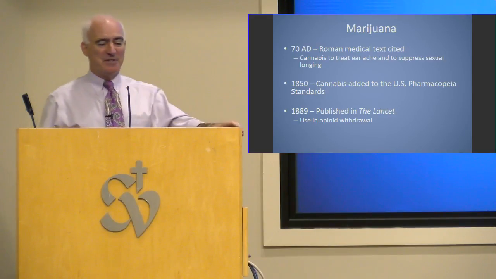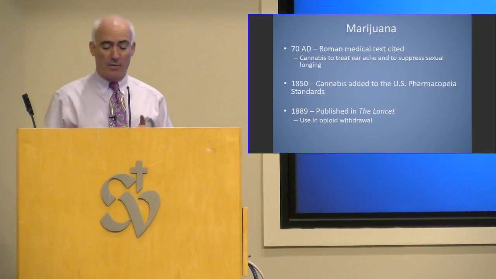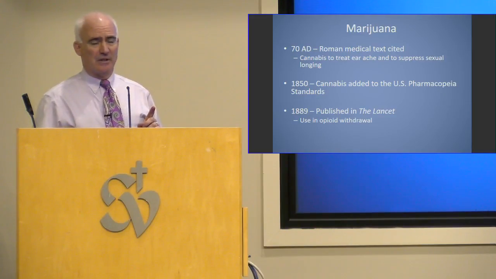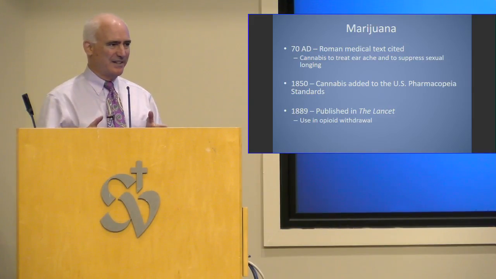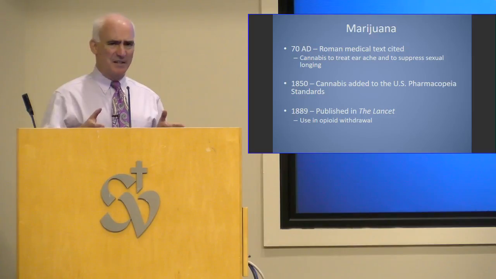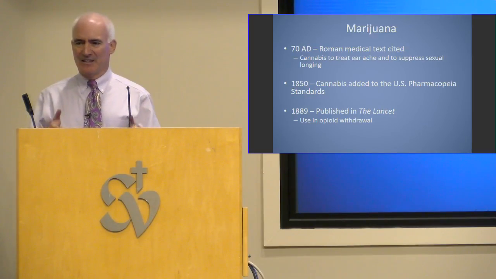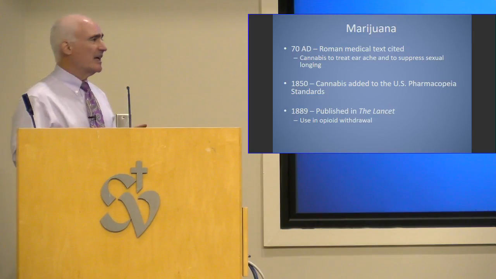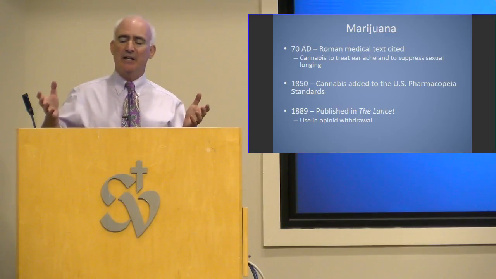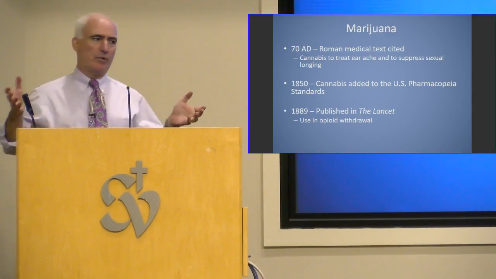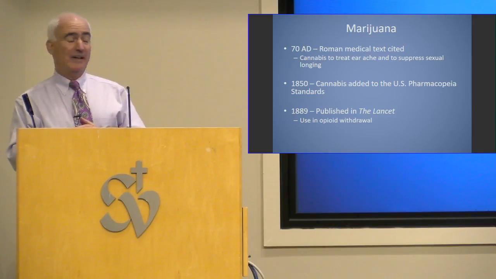In 1850, let's jump ahead a little bit, cannabis was added to the US Pharmacopoeia standards. 1850, so again, we're talking about medical marijuana in 2018, but in 1850, it was listed as a true medicine that can be used. In 1889, there was published in The Lancet, which was the leading journal at the time, from Britain, an article on using marijuana in opioid withdrawal. Again, what's old is new again.